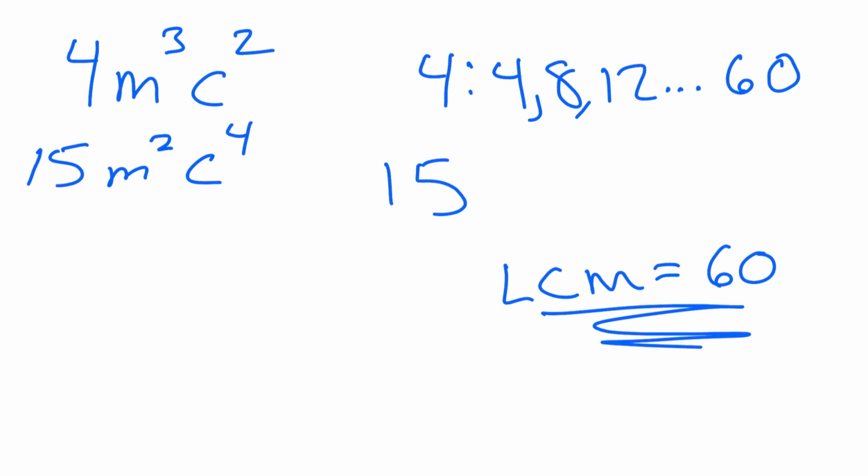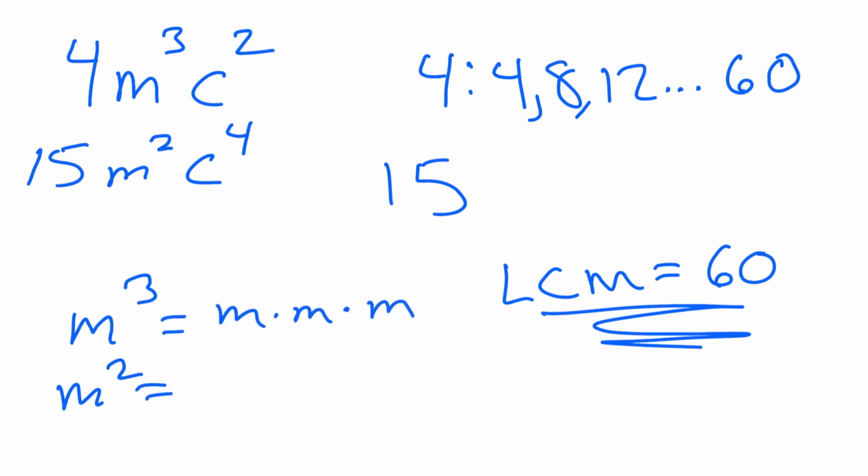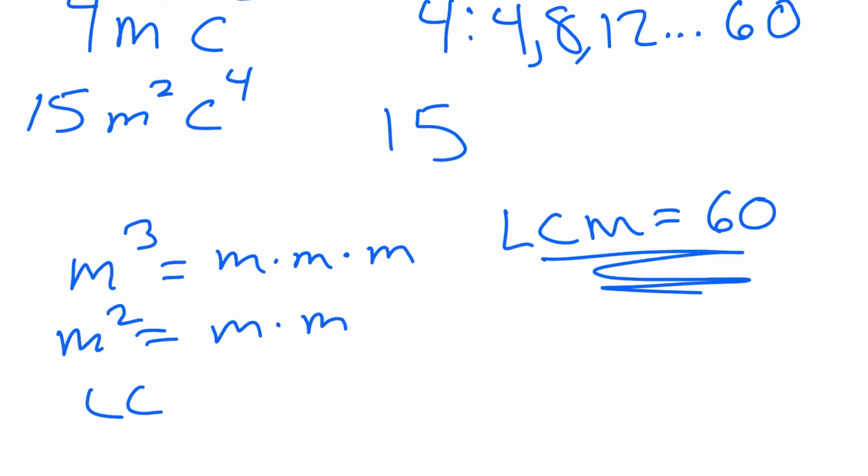But let's look at the m's. So we have m to the third and we have m to the second. Now m to the third is really just m times m times m. M to the second's m times m. So the top one has 3 m's, the bottom one has 2 m's. The 3 m's together being multiplied is the least common multiple. Because if I take m squared and multiply it by m, I get m to the third. So m to the third is the least common multiple there.